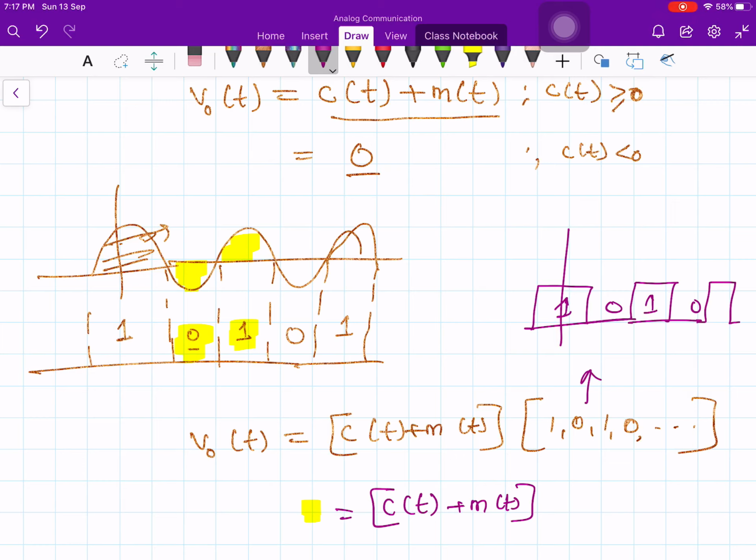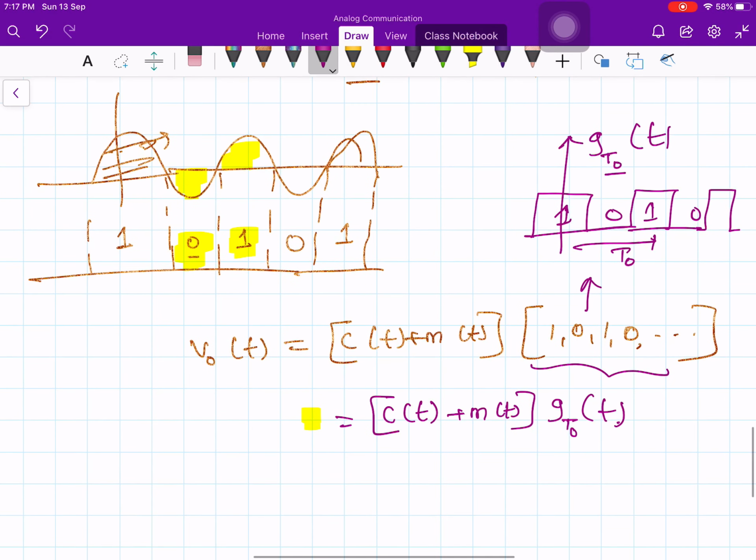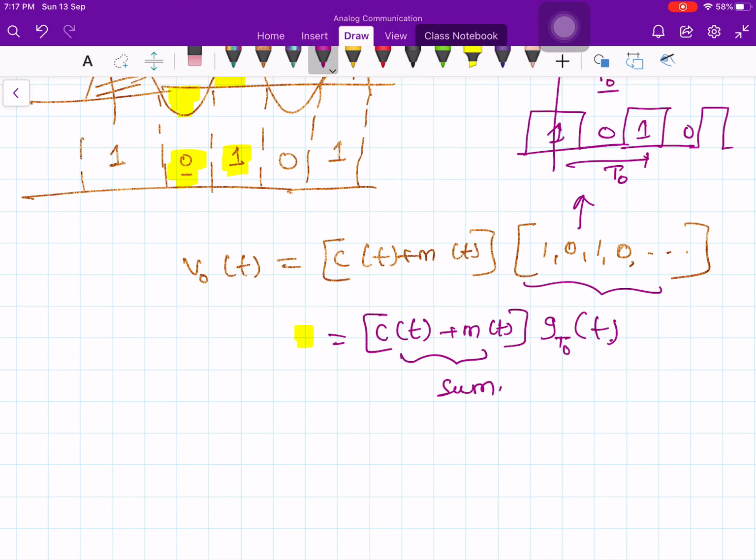Let me call this waveform g_T0(t), where T0 indicates the period of this waveform. So this sequence I write as g_T0(t). Of course, you can say this is not a product, this is a summation. What you want is the product of c(t) times m(t). That we will see how it is going to be achieved.